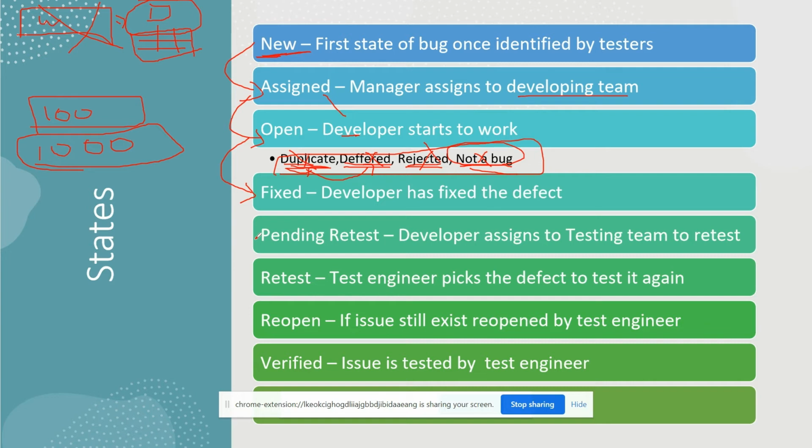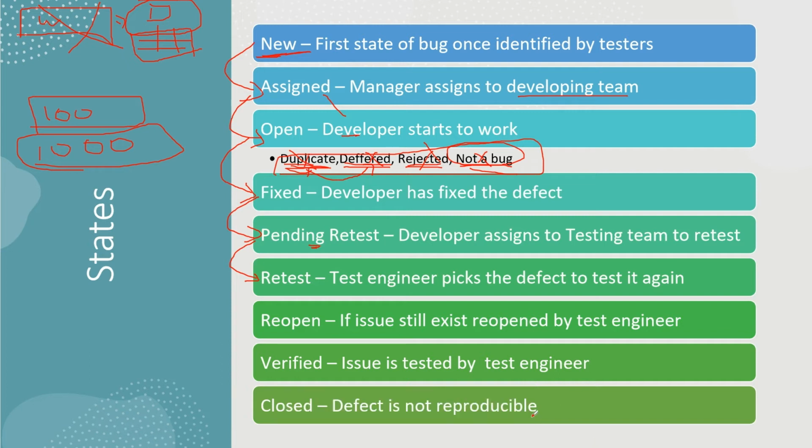After fix, the developer fixes the defect and updates the status as fixed. And he will assign it to the development team. While assigning, he will mark the status as pending retest. From here again, the QA engineer will pick the defect, and the QA engineer will mark it as retest. Retesting in the sense, we'll again test the already raised defect to see if it is properly fixed or not.